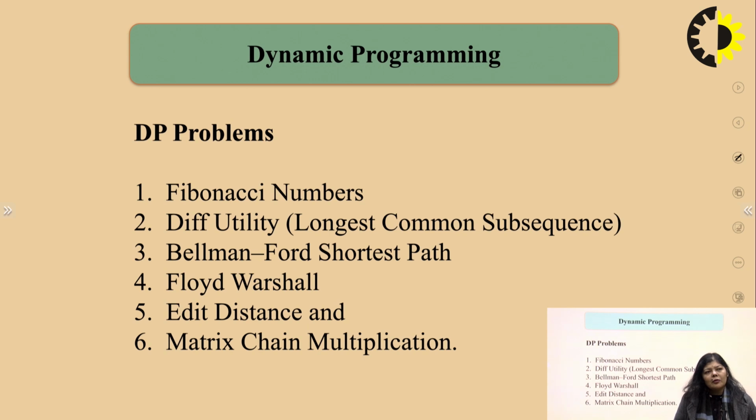These are some of the example problems that we can solve using the dynamic programming approach. Like the Fibonacci numbers, then the diff utility, or the longest common subsequence problem. Then Bellman-Ford is another problem that we can solve using dynamic programming, and we can find the solution for the shortest paths. Then the Floyd-Warshall solution we can also find, then the problem of edit distances and matrix chain multiplication, which is again an important problem in the domain of computer science, that we can solve effectively with the help of the dynamic programming approach.